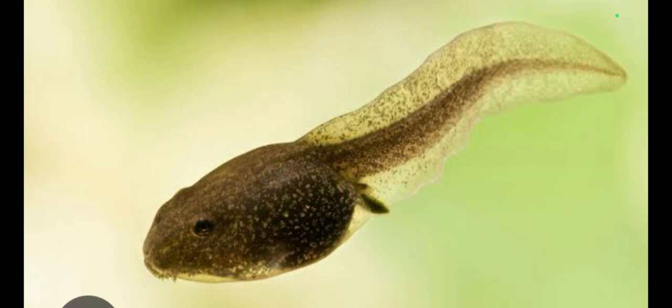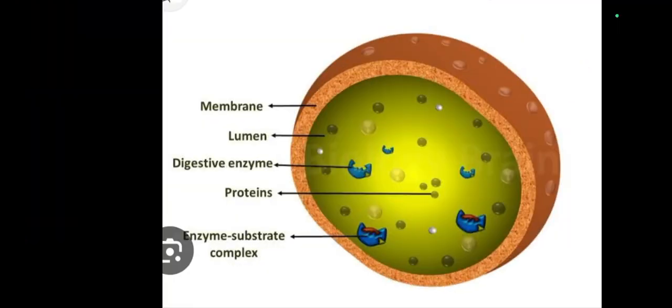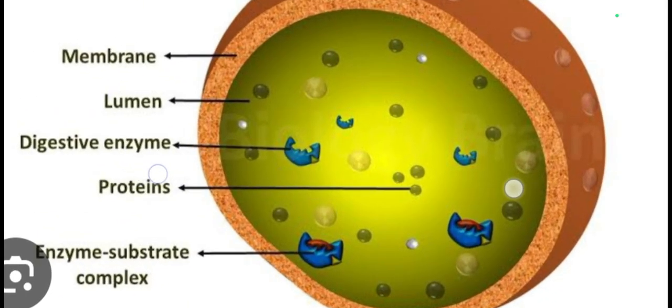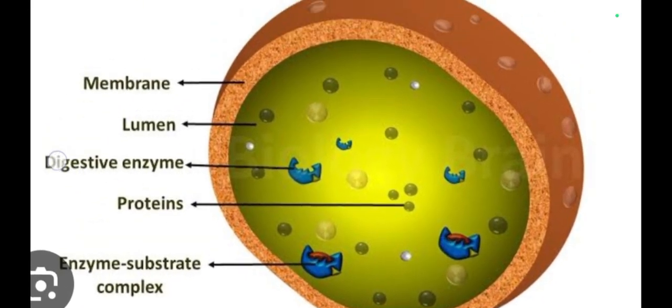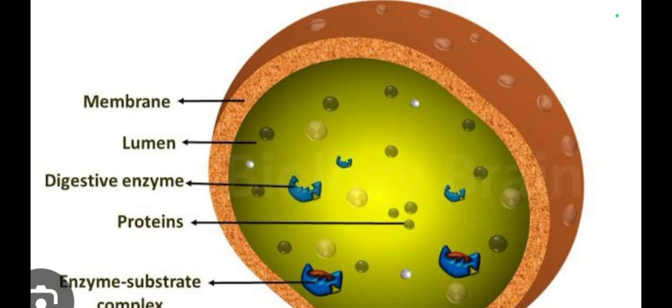Lysosomes can destroy a whole cell. Lysosomes are very remarkable: a small spherical organelle which can burst and destroy the whole cell. So this is a very important function of the lysosome, to destroy cell organelles. As you can see over here, there are enzymes, substrate, complex, and proteins present in it, and the area where it is filled is known as the lumen.